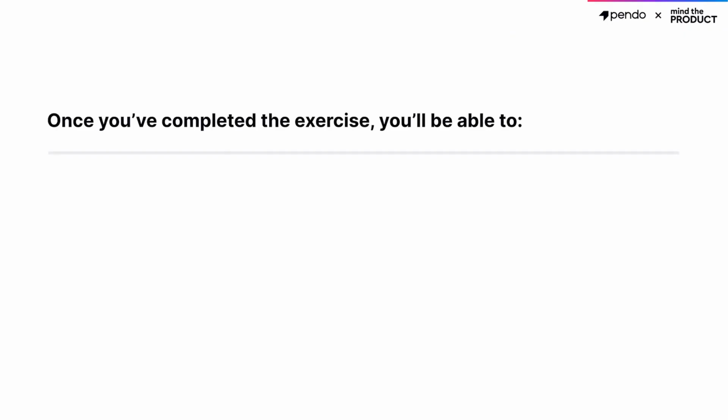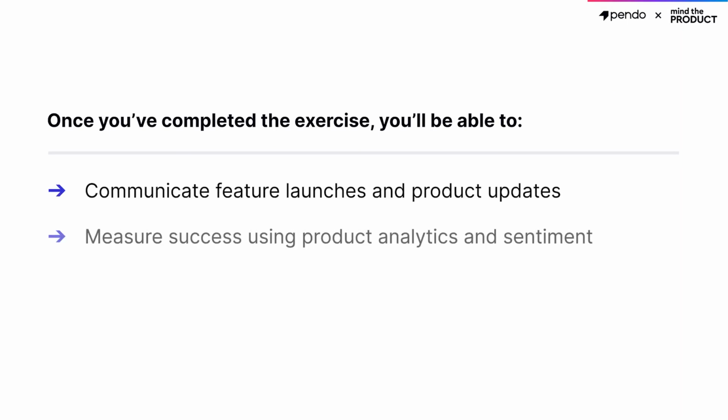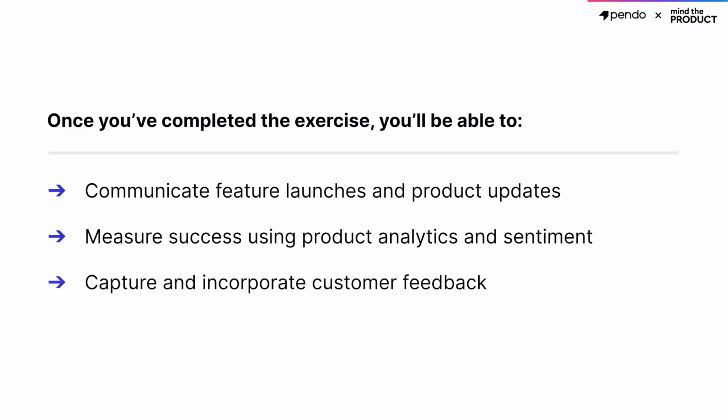In this exercise, I'll walk you through how to design a process to ensure a successful feature launch every time. Once you've completed the exercise, you'll have a tactical plan that covers how to communicate feature launches and product updates, measure success using product analytics and sentiment, and capture and incorporate customer feedback. You can do this exercise individually or with a team.